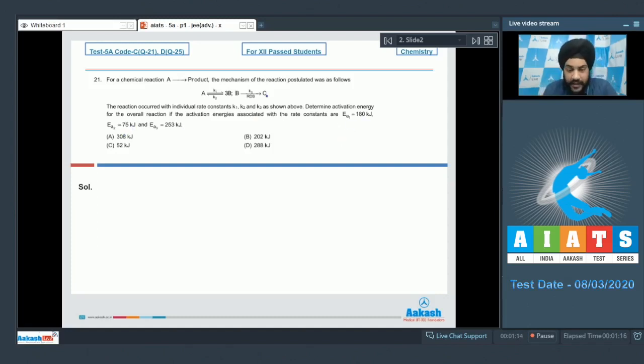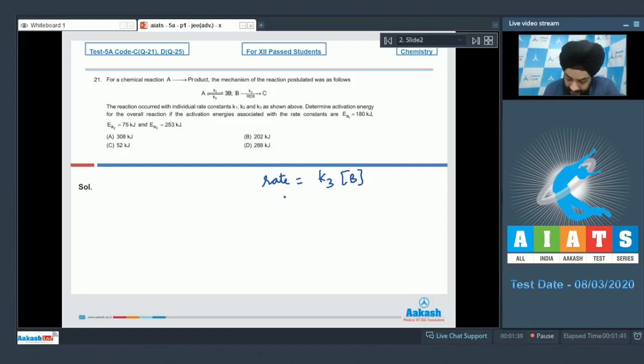So students, if we talk about the rate of this reaction, the second step is the RDS in which B is converting into C. So the rate can be written as K3 times the concentration of B. Now students, this B is an intermediate, so it is not going to appear in the rate law. So we need to substitute the concentration of B in terms of the reactant, which is A. For that we can use the first equilibrium.